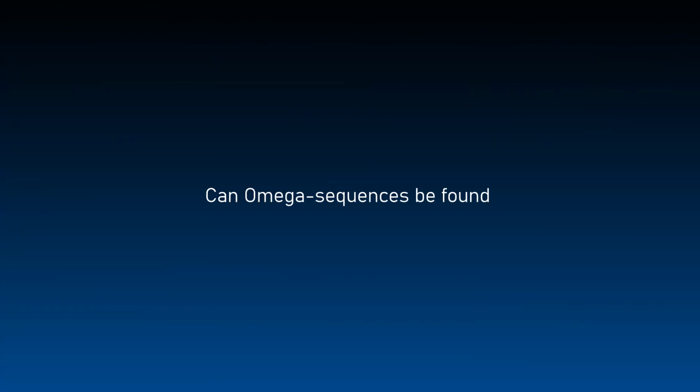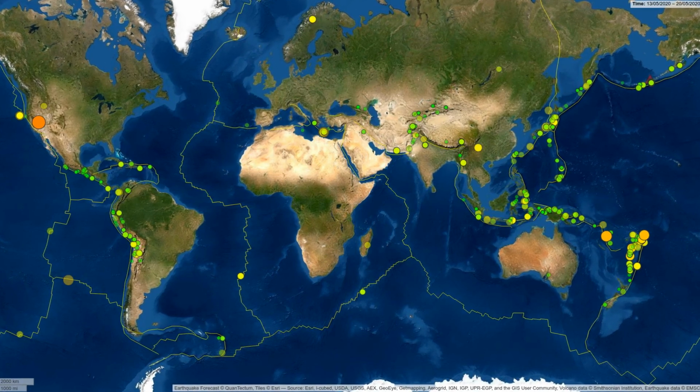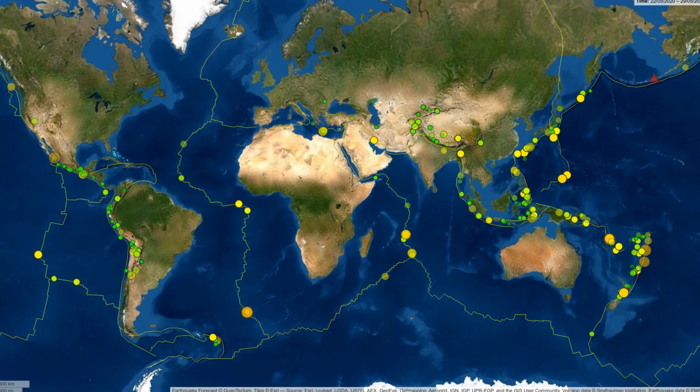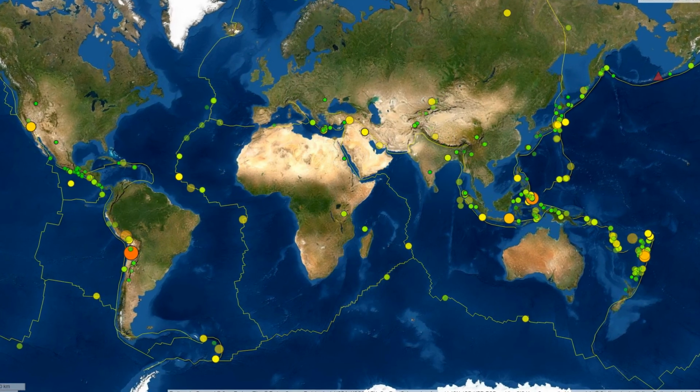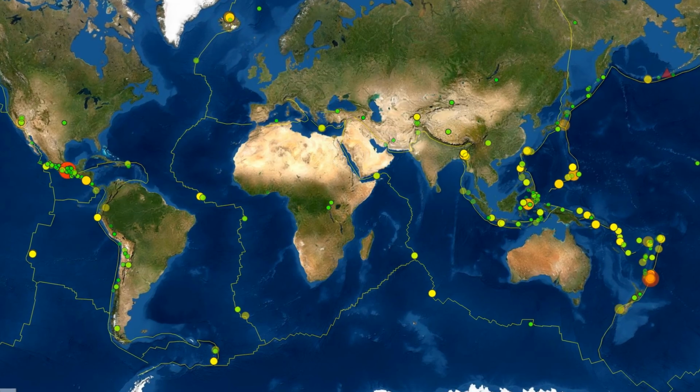Can omega sequences be found in nature? Careful mathematical analysis of the seismic activity of the Earth, as well as earthquake series worldwide, shows that the omega sequences can occur everywhere, not just at the mid-ocean ridges.